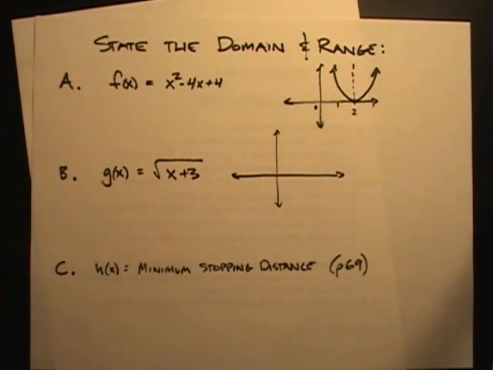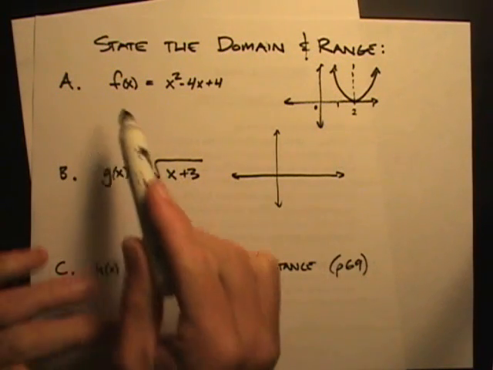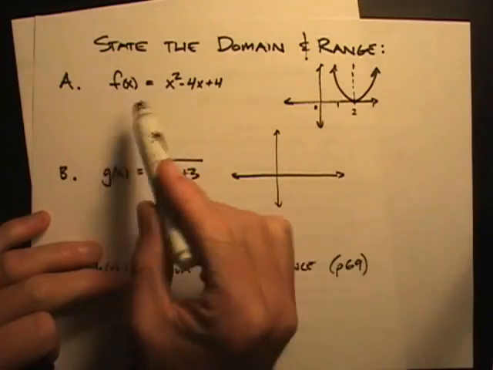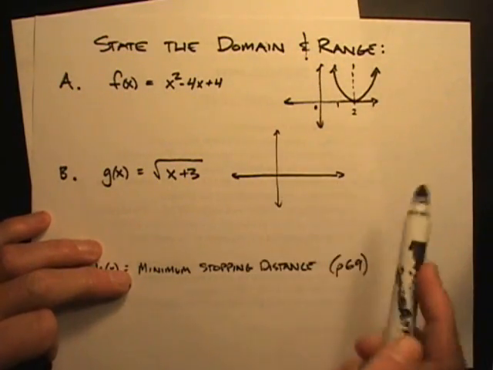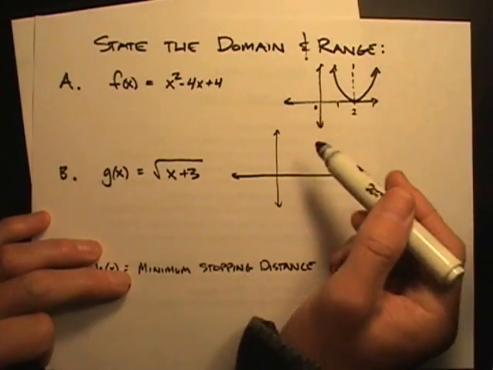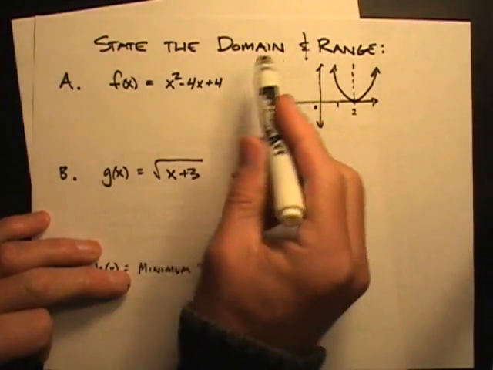Okay, here's another little review of your understanding. It says state the domain and range for A, B, and C. Well, I've given you the function in A. It's a quadratic, so it results in a parabola. Okay, this is definitely a function, passes that vertical line test. What are your allowed inputs for the domain?